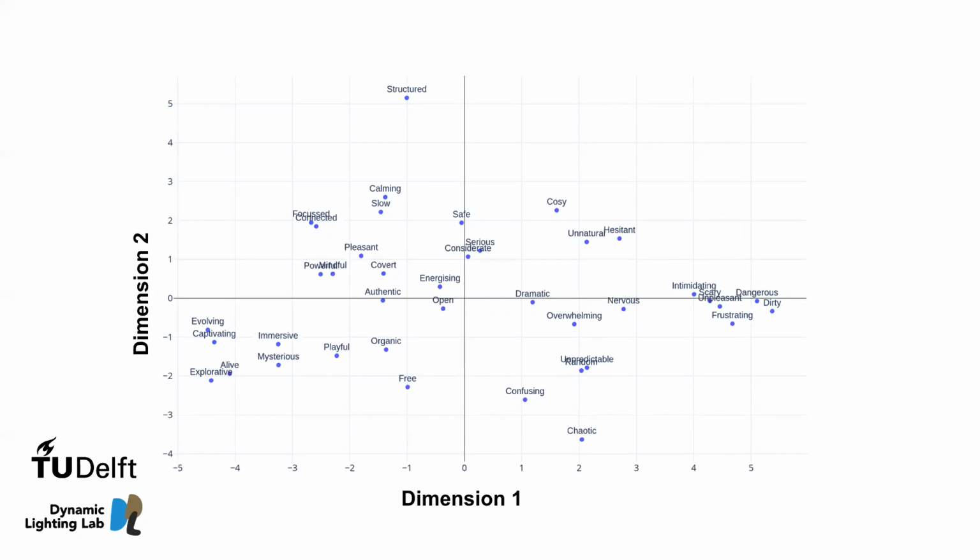Dimension 1 is the horizontal axis, and dimension 2 the vertical one. And on the right side, you can see that there's words like intimidating, scary, unpleasant, frustrating, dangerous, dirty. They roughly correspond to a sense of suspense, right? A sense of suspense more in the negative way, kind of. On the left side, we can see evolving, captivating, immersive, mysterious, alive, explorative, which is also kind of a sense of suspense, but more, I guess, in an interesting or positive way. So this we call the tenseness axis. We interpreted this relationship between all of these words, and we call it the tenseness axis.